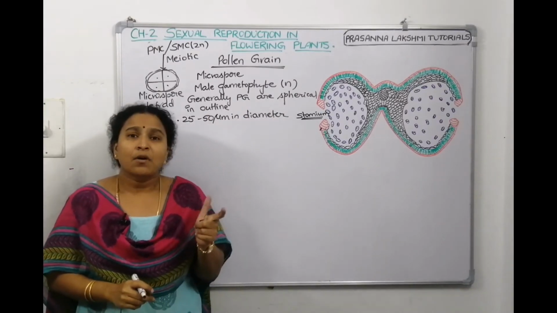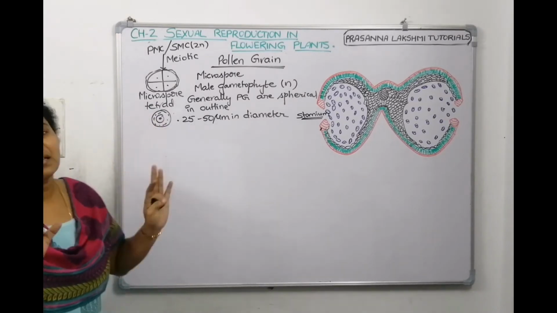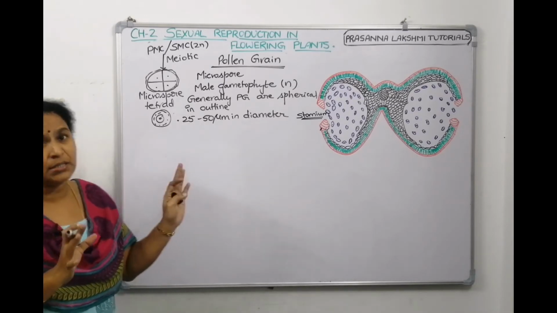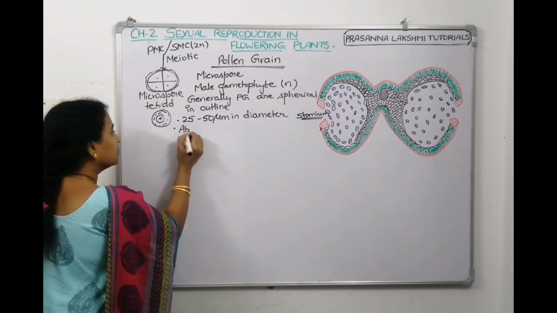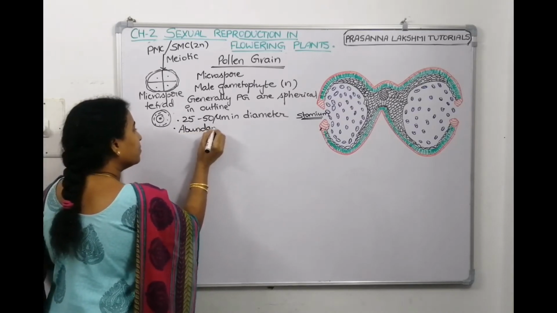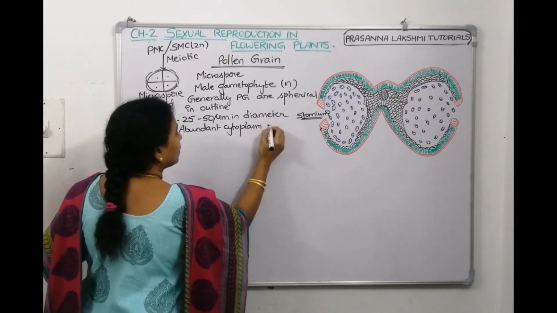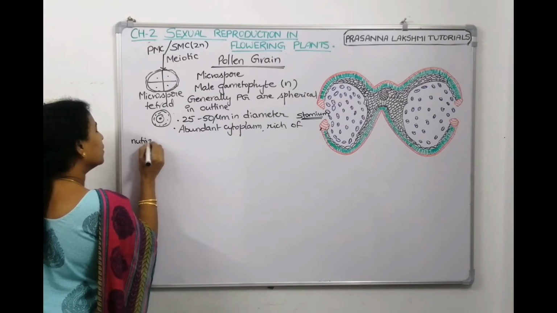Understood? Now, what does the pollen grain have inside? The pollen grain has abundant cytoplasm, abundant reserve food materials, and a prominent nucleus. The pollen grain is rich in nutrients.